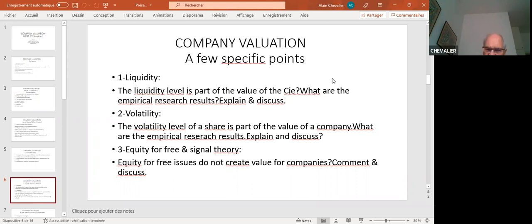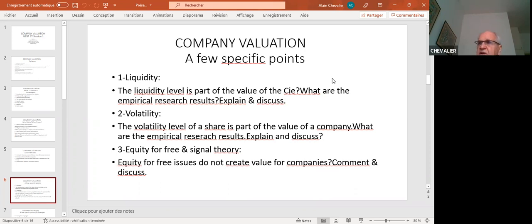is part of the value of a company. It means simply, when you buy a share of a company, if it is easy for you to resell a share a few days or a few months or a few years after, it is clear that you will buy the share more easily. So the liquidity of a share on the market is a kind of asset which influences the potential shareholder.